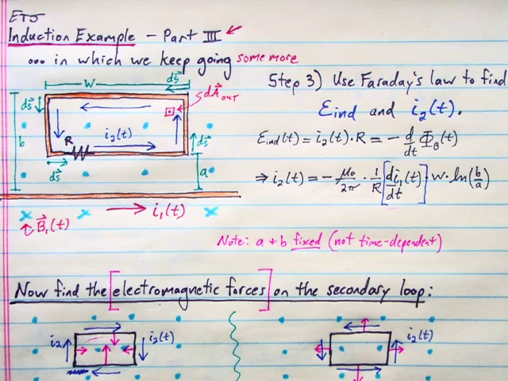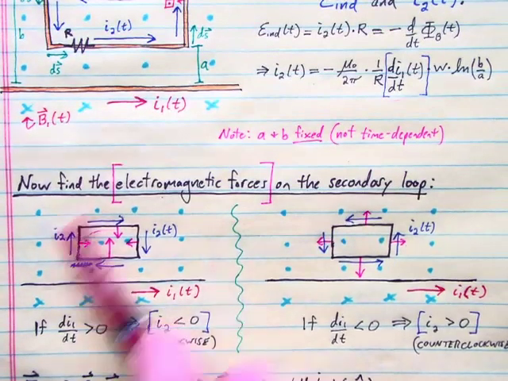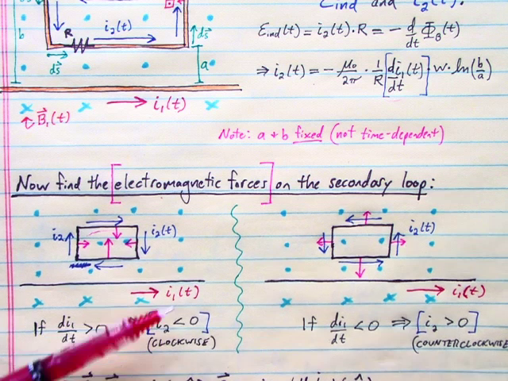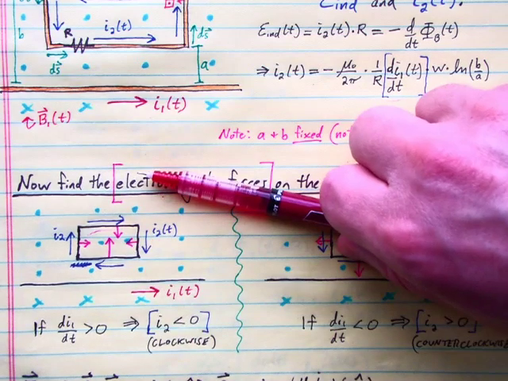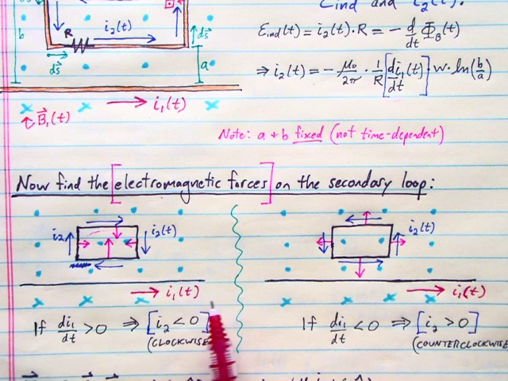Let's think some more about these electromagnetic forces on our secondary loops and how this pushing or pulling of the secondary loop by the primary wire reinforces our understanding of Lenz's law. So here, in this example, we worked out that if I1 is increasing, our secondary loop would be pushed away from the primary. And here's another way to understand that phenomenon.